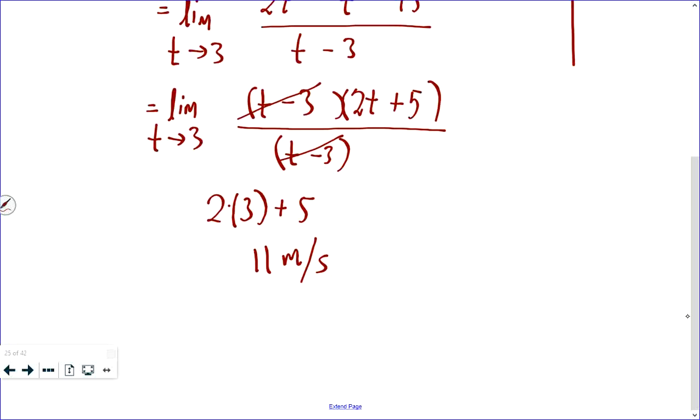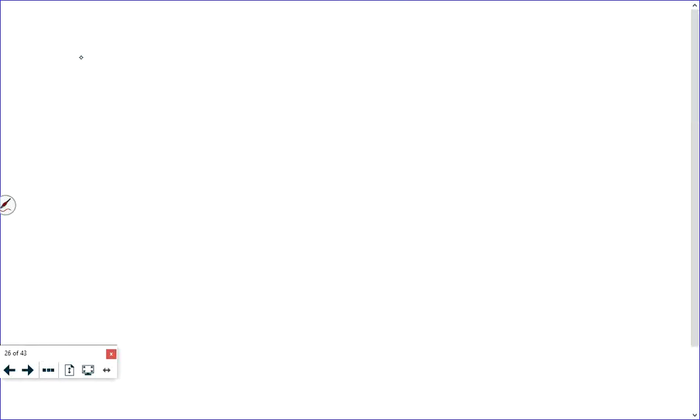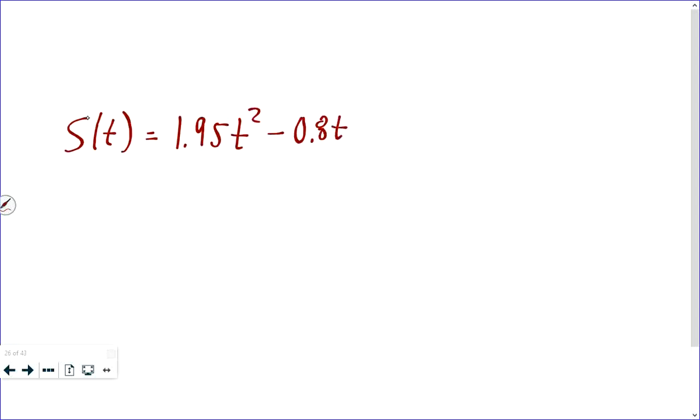You know, I just want to show something to you briefly here. So we're done with that example. Does anybody have any questions with that one? Imagine it said this, that s of t is equal to 1.95 t squared minus 0.8 t plus 1. Okay? And I want to find the instantaneous speed at t equals, I don't know, it doesn't matter, 2 seconds.